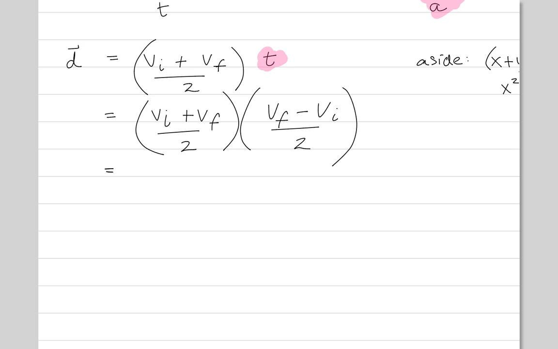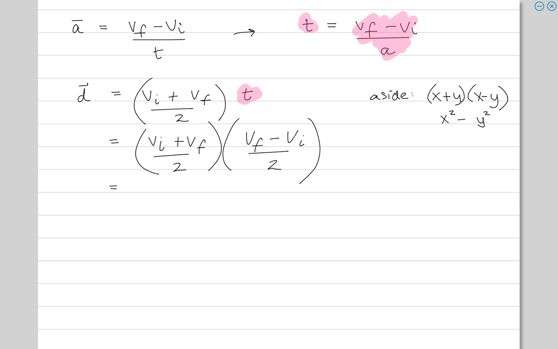Anyways, let's keep going with this. The numerator there is our difference of squares, and I'll highlight it for you. I'm forgetting something. I forgot to put an a down here. That 2 should be an a. So the top is your difference of squares, and we have vf squared minus vi squared, all over 2a.